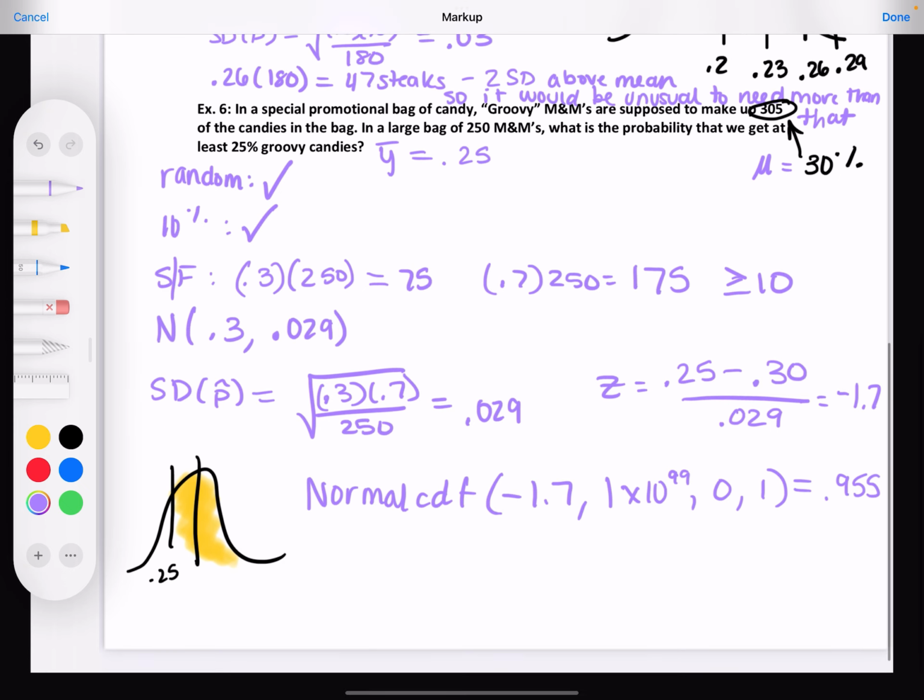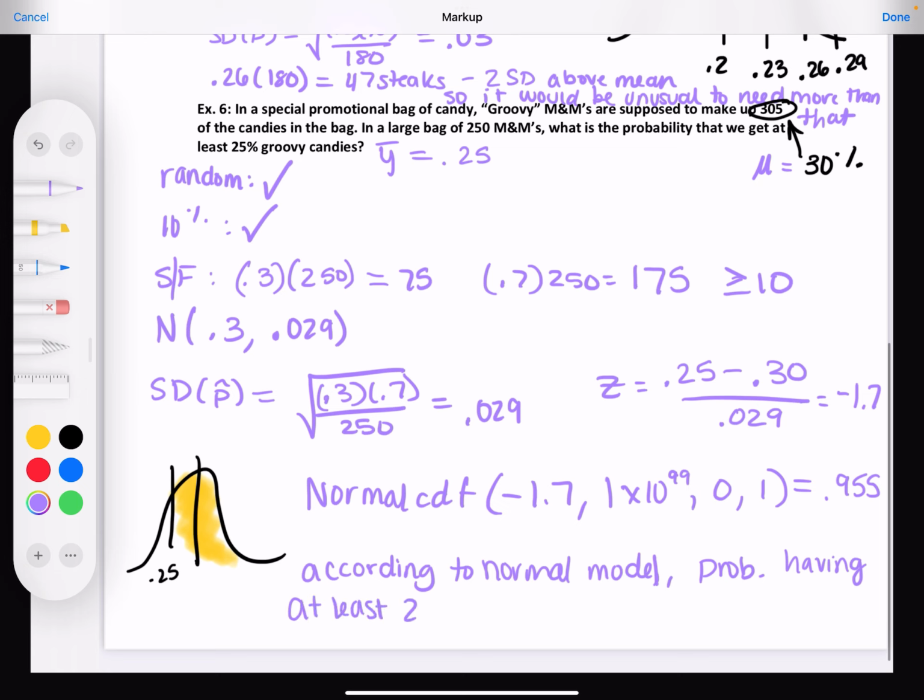Okay, so based on that, our conclusion is that according to the normal model, the probability of having at least 25% groovy M&Ms is about 95.5%.